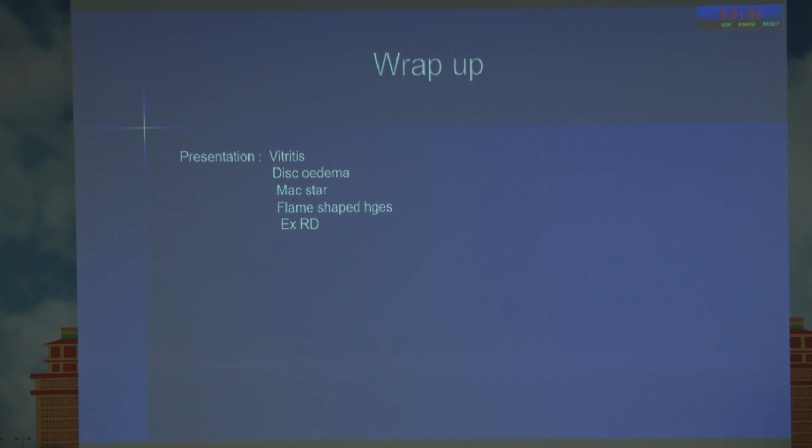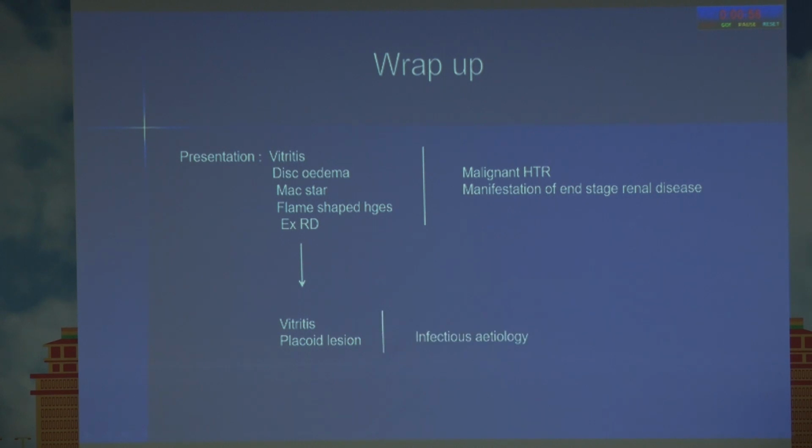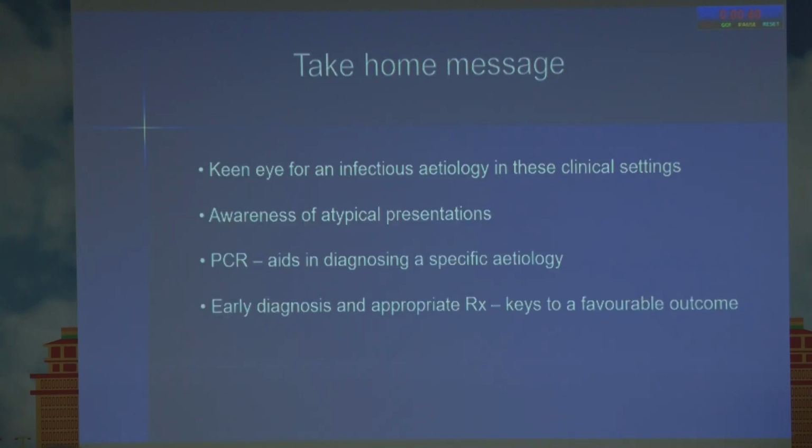So to wrap up, in a patient with vitritis, disc edema, macular star, flame-shaped hemorrhages, and exudative retinal detachment, we thought of malignant hypertensive retinopathy, but the vitritis and placoid lesion raised a red flag, and we went ahead with the vitreous biopsy, which tested positive for HSV2. So in these kinds of clinical settings, we should have a keen eye for an infectious etiology. We should be aware of atypical presentations. A polymerase chain reaction aids in early diagnosis of a specific etiology, and an early diagnosis and appropriate treatment are keys to a favorable outcome.